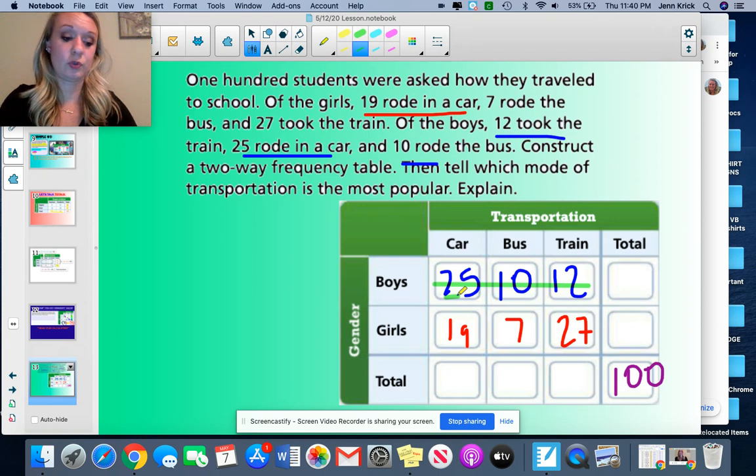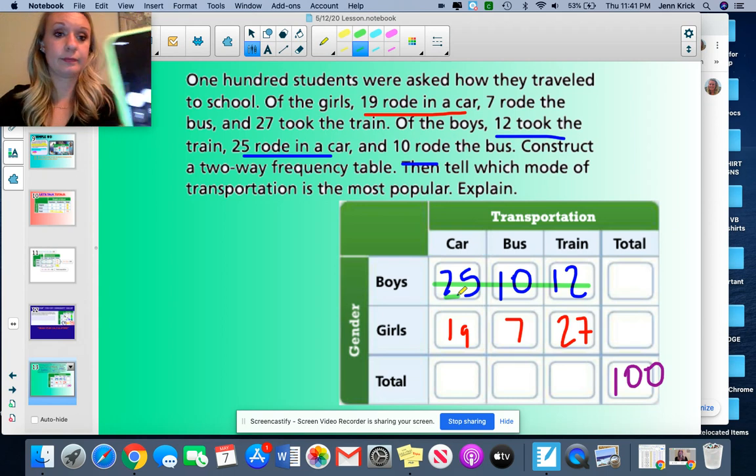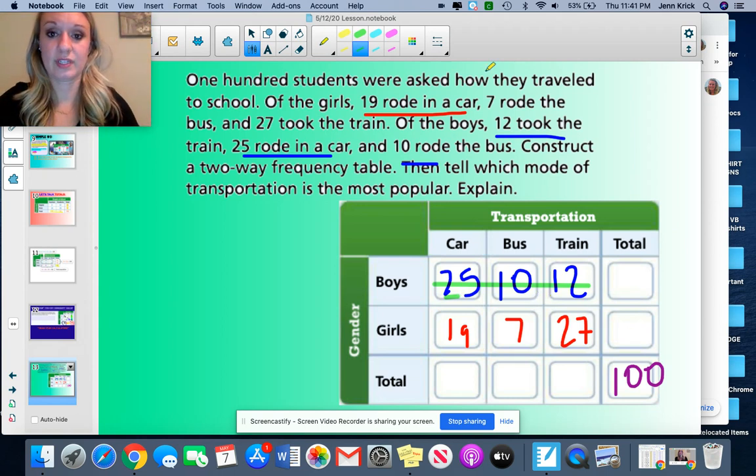So I'm going to do 25 plus 10 plus 12. Let me do that again. 25 plus 10 plus 12. And I get 47. So my total here is 47.